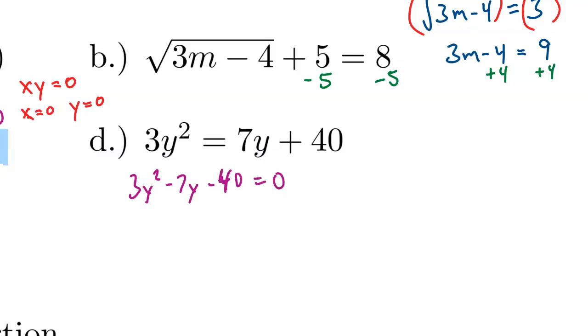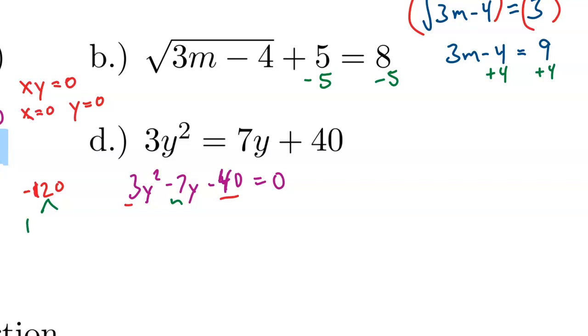But now this time to factor, I'm going to use the AC method. If I multiply 3 and negative 40, I get negative 120. And now what I want to find is a factor pair that multiplies to equal negative 120 and adds to equal negative 7. So one way to think through this process is to list all possibilities. I want the larger number to be negative, so I get a negative result when I add them together.